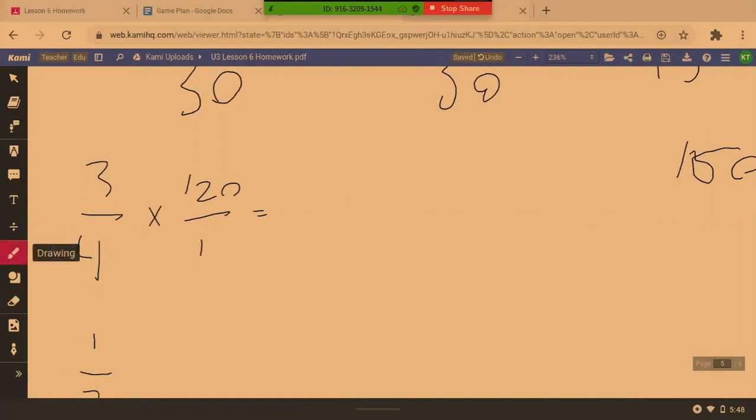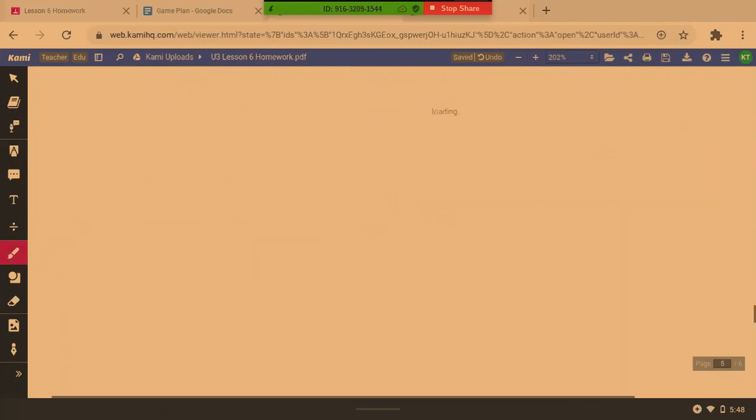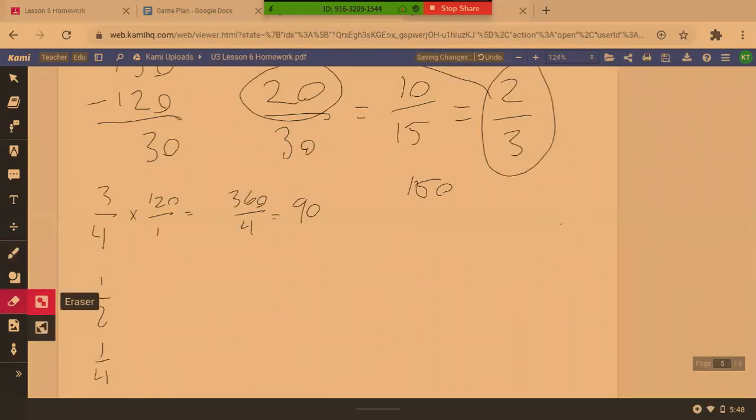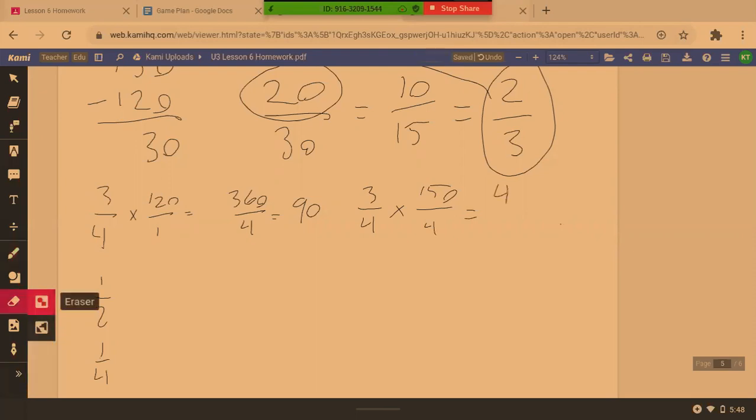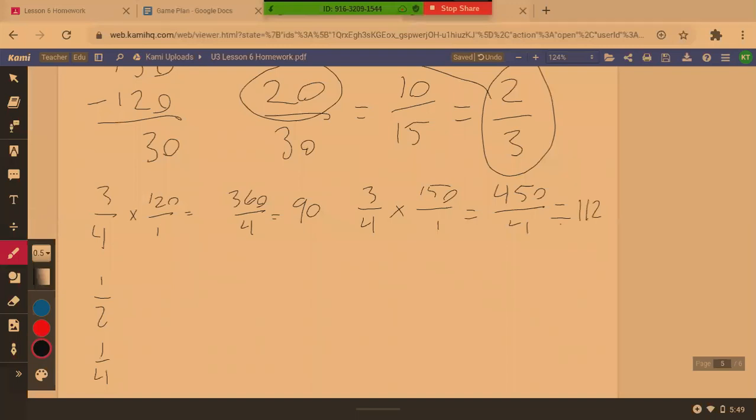Okay, so 3 times... Okay, now let's do it for 150. Ooh, I need to clean up here. Okay, 3/4 times 150. Whoop, my bad, y'all. So we're doing 450 divided by 4, and we get an uneven number. We're going to have 12.5 cookies. So maybe she can eat the half.